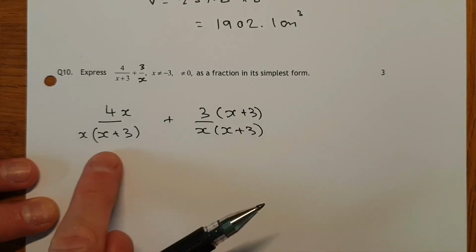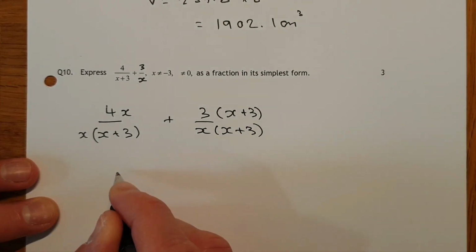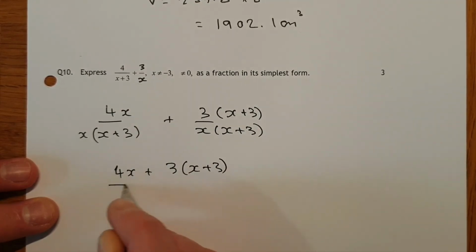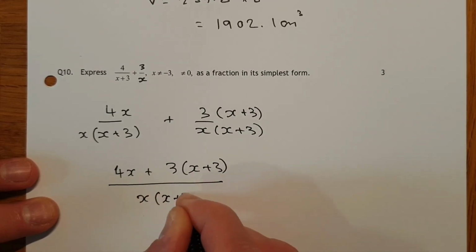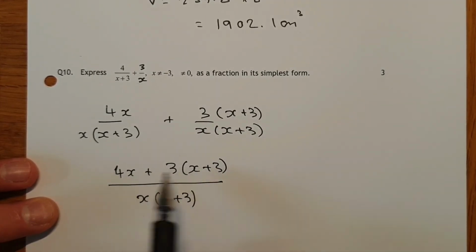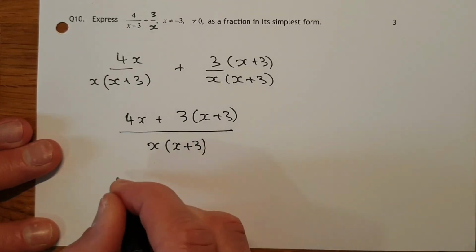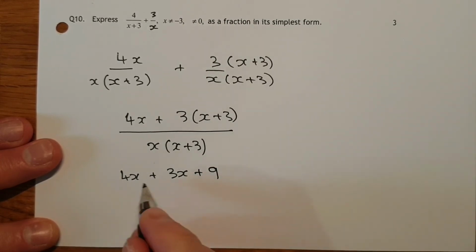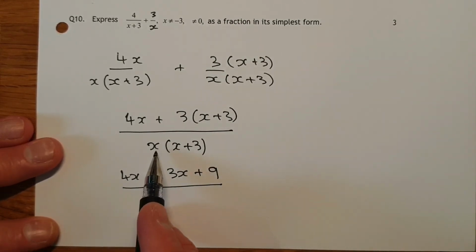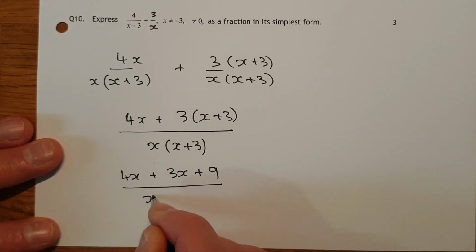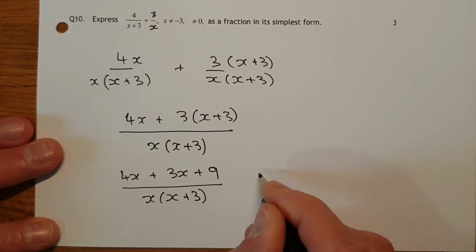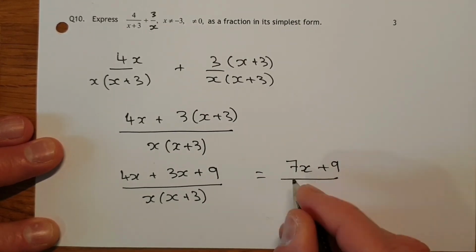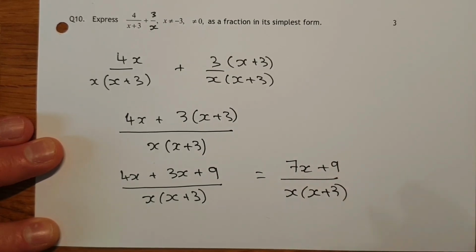Like so. So I've got x plus 3 on both denominators, which means I'm going to have 4x plus 3 brackets x plus 3 on the numerator, same denominator, like so. So if I multiplied that bracket out, I'll have 4x plus 3x plus 9 divided by, now you can leave it like that or you can multiply it out, it doesn't really make much difference. I'm just going to leave it as it is. And then if you tidy up the numerator, it is 7x plus 9 over x plus 3.